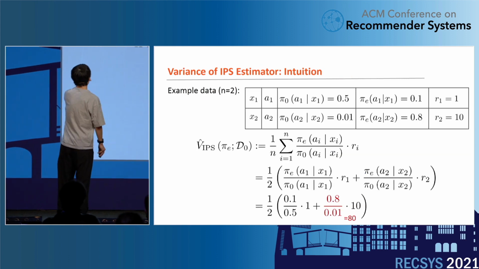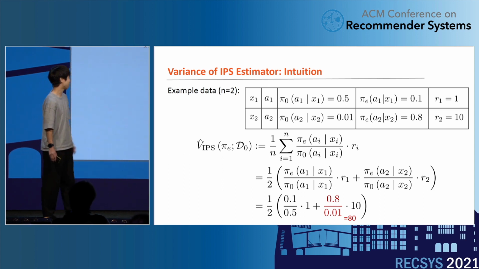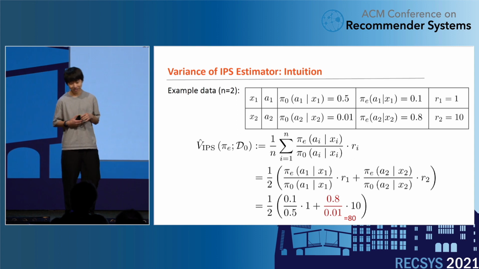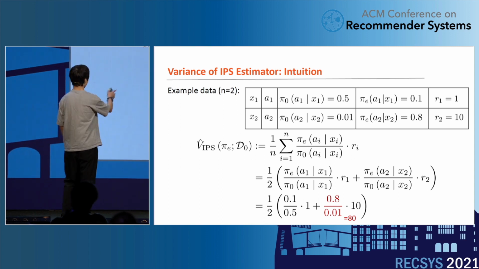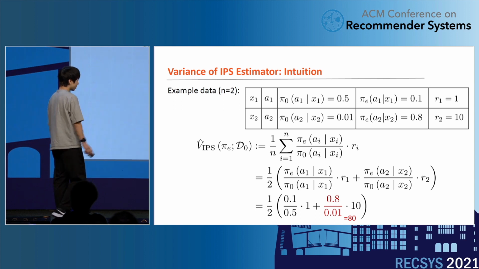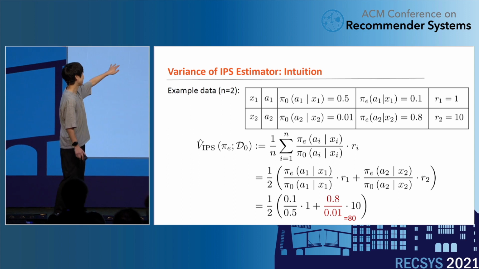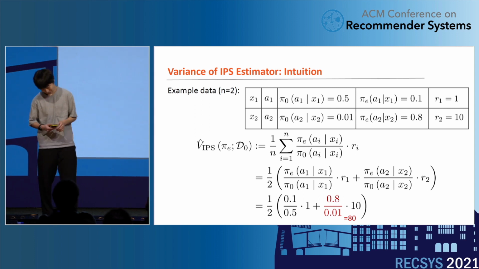So let's see how it works. Again, the same example, having just the two logged data points. The problem of the vanilla, the original IPS, is that we could have a huge importance weight, 0.8 over 0.01, which is going to be 80. That's because we have very dissimilar evaluation and logging policies. That's the source of high variance.